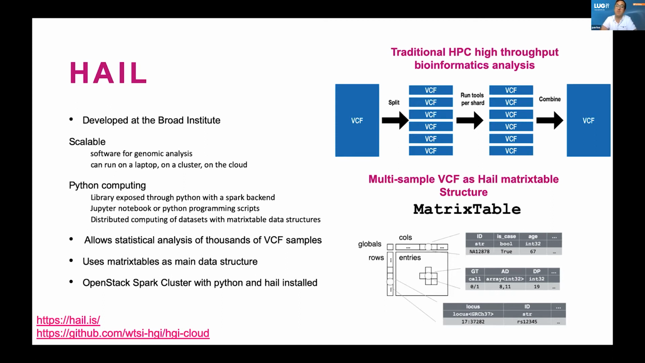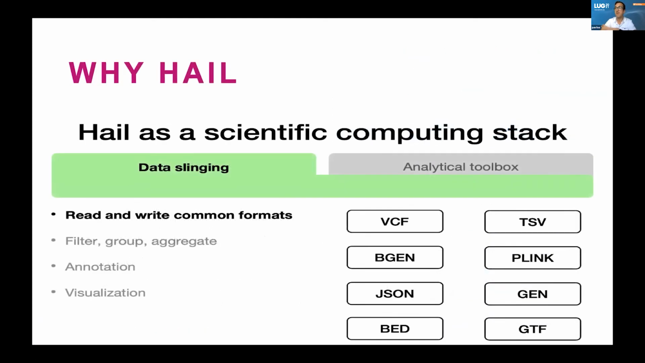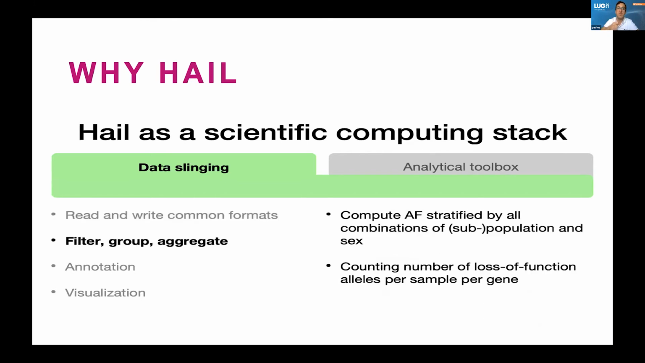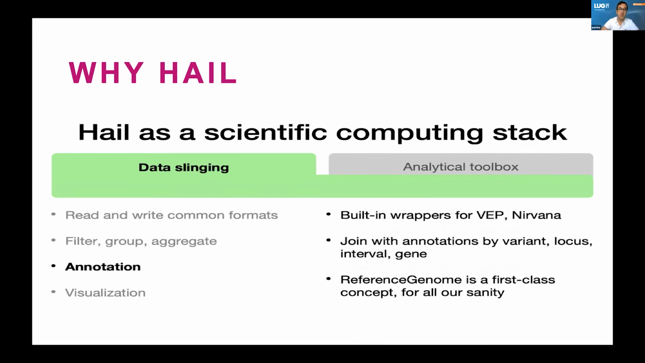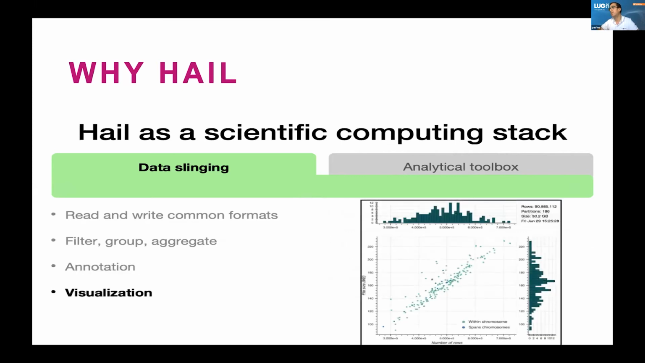And we've been using Hail with OpenStack Spark clusters that we bring up locally at Sanger. The only thing we need to do is install Python and Hail on it. As I said, Hail is very powerful for genomic analysis because it allows one to read and write in the common formats that we're used to: VCF files, JSON, PLINK for linkage and so on, BED files. It allows us to filter, group, and aggregate the data to do analysis. It also allows us to annotate the variants from VEP or Nirvana and analyze the consequences of each variant. And it also allows us to quickly visualize the data to get some insight into how the data is distributed.